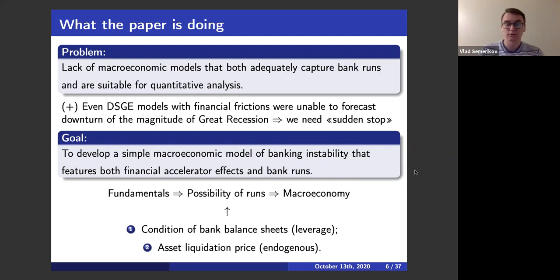There are two main variables that are going to influence the possibility of the banking run equilibrium. One of them is the balance sheet conditions, basically the leverage of the banking system. And the second one is the level of the asset liquidation price, which is going to be endogenous.